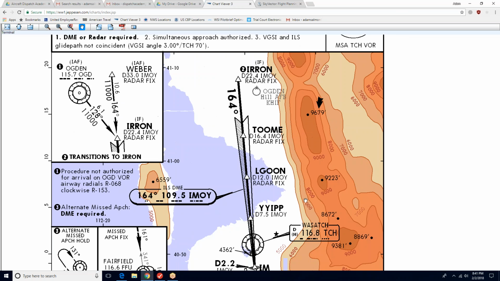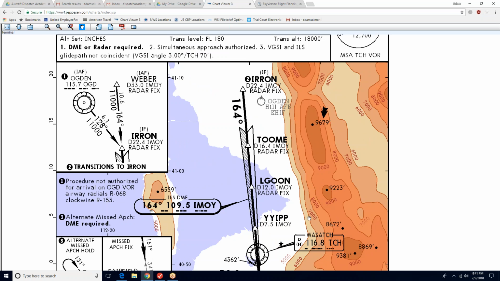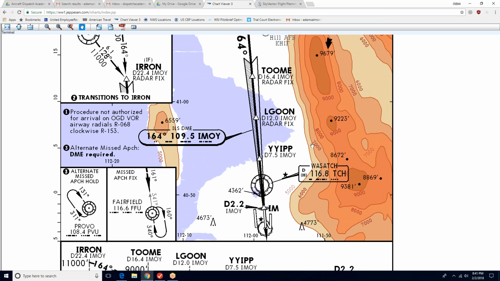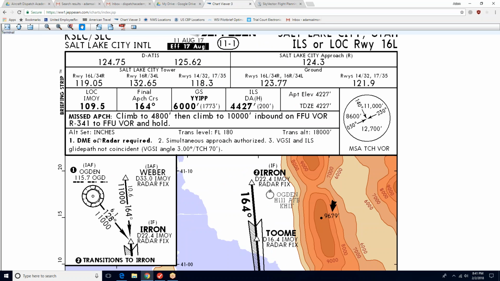I have a question. Why wouldn't you go just straight to 10,000 feet if that's where you're going to end up anyway? It might have already been said, but why do you go to 4,800 and then go to 10,000 feet? It's probably mostly because it has more to do with the Fairfield VOR.